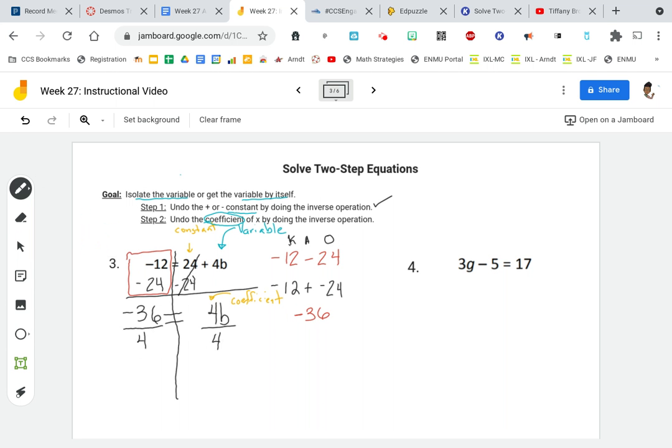So if I look on my right-hand side, I have 4 divided by 4, which leaves me with 1b. However, we've already learned that it's not necessary to put that 1 there. And then on the other side, I have negative 36 divided by 4. Well, remember, a negative divided by a positive is a negative, and 36 divided by 4 is 9. So I'm done with my problem. I have b is equal to negative 9.